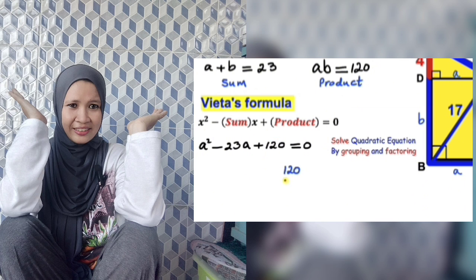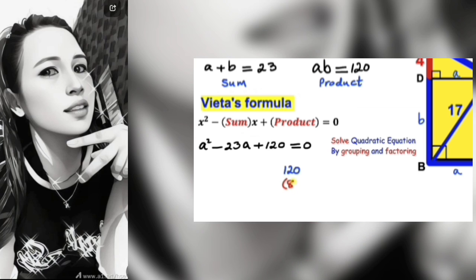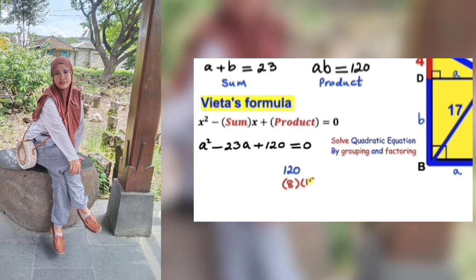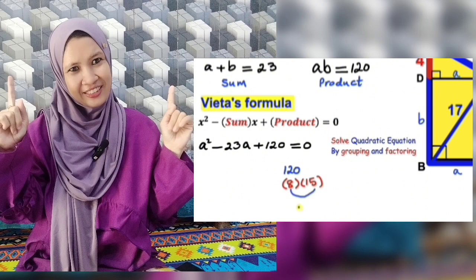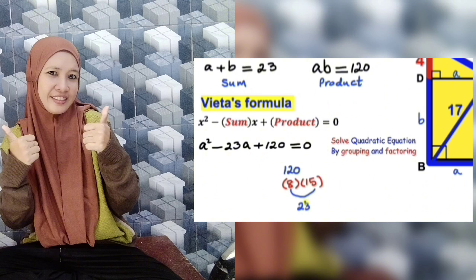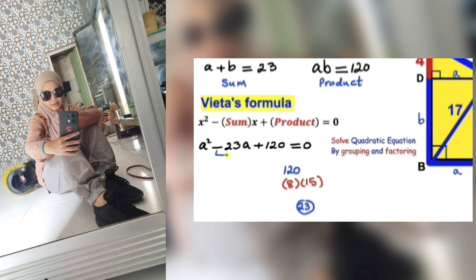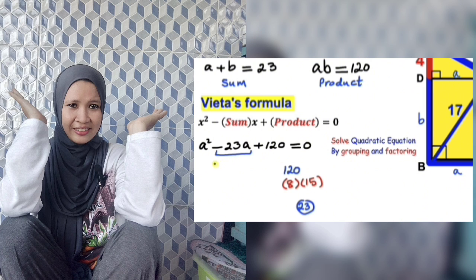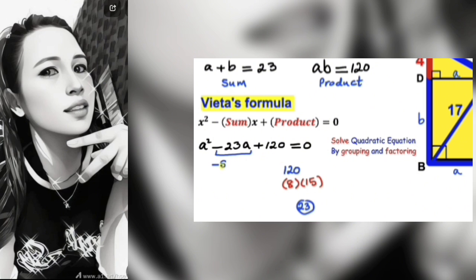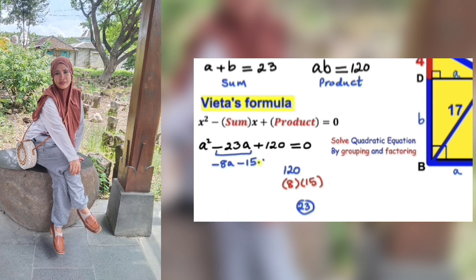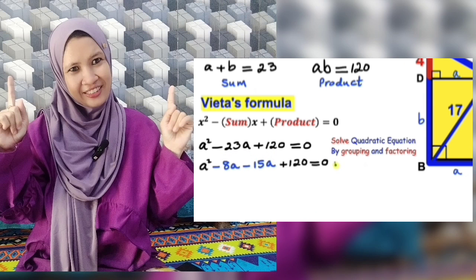I'm going to just copy it down over here. 120 could be broken down to 8 times 15, and we can see if we add 8 and 15, that is going to give us 23. That's what we got in the middle. So therefore, we are going to tweak this middle term. Negative 23a could be written as negative 8a minus 15a.